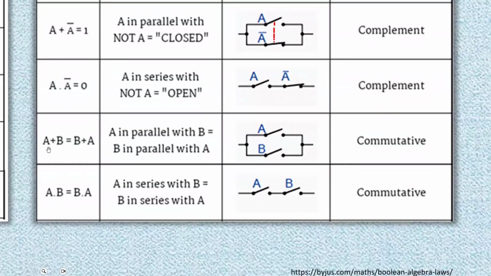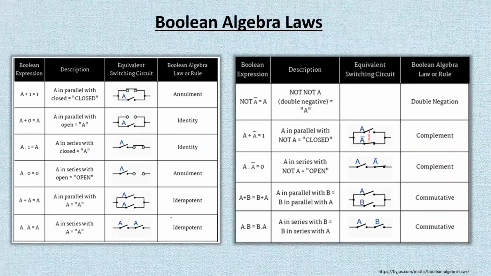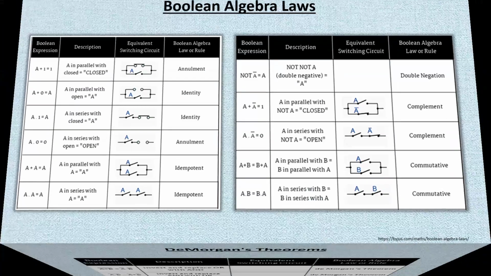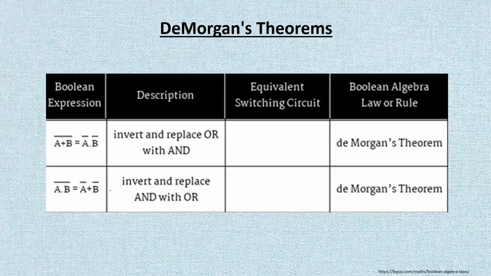Then, of course, here's the commutative property. A or B equals B or A. Just a formality. And of course, in the AND type of logic, A and B equals B and A. And here is the good old De Morgan's theorem. Here's the expression.